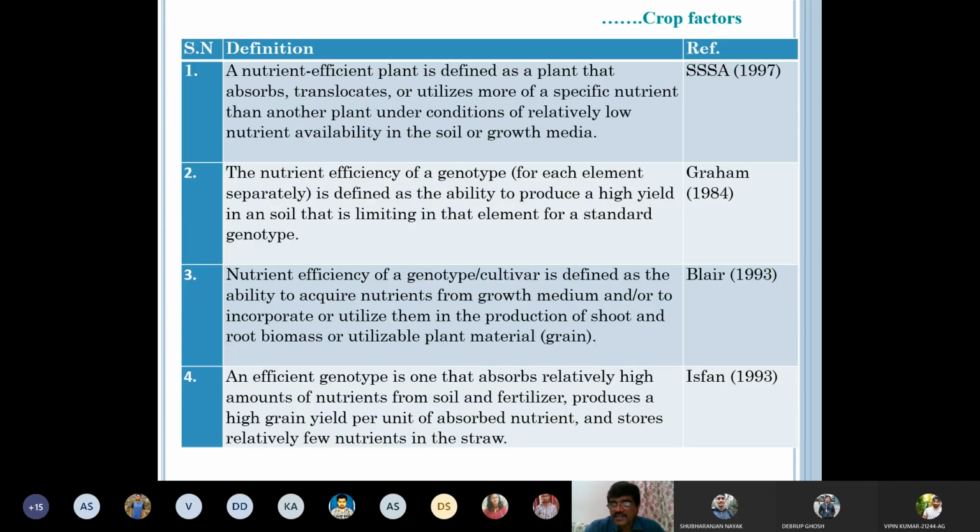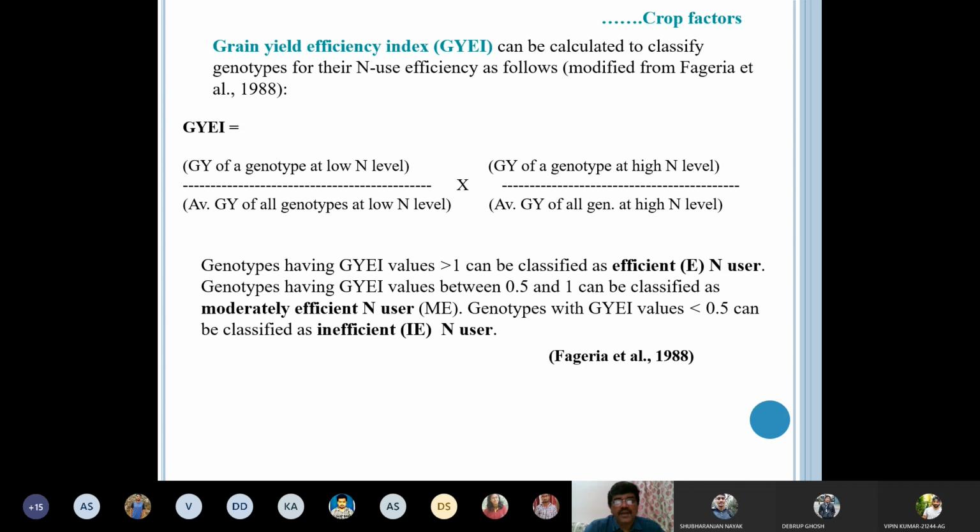So friends, these are the definitions of a nutrient use efficient genotype. You can see them if they are useful to you, and all are conveying almost the same message. So you can go through these definitions. Now, one important index is to test which genotype is more efficient and which is less efficient. In this case, we have one index called the grain yield efficiency index. This index is used to identify nutrient use efficient genotypes. It was first proposed by Fageria and his co-workers in 1988.